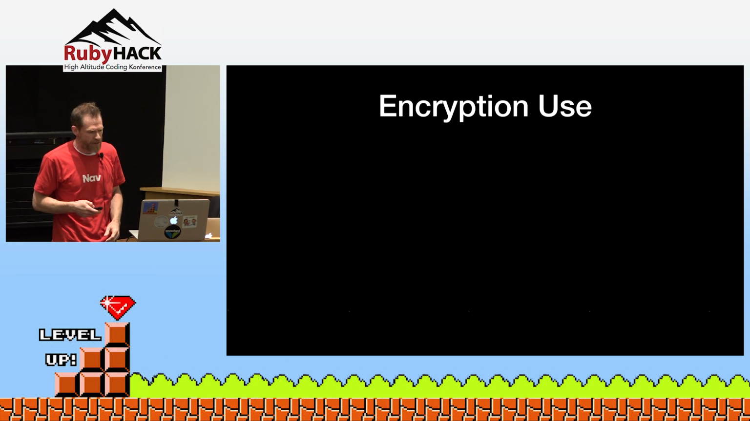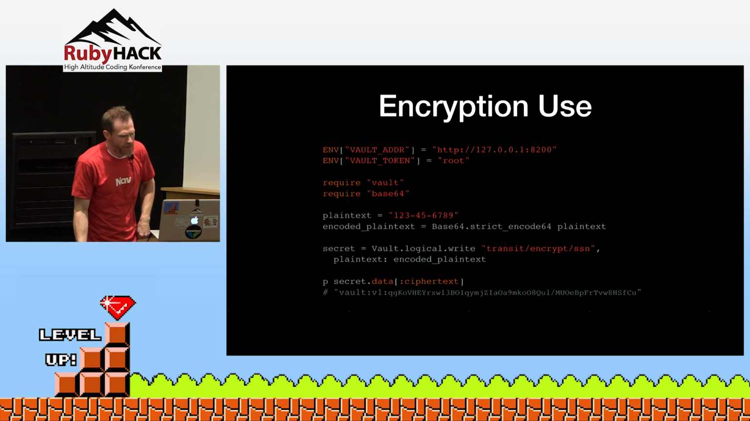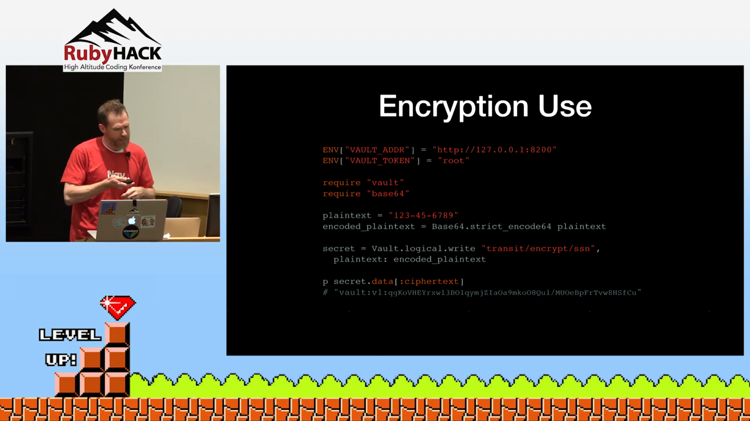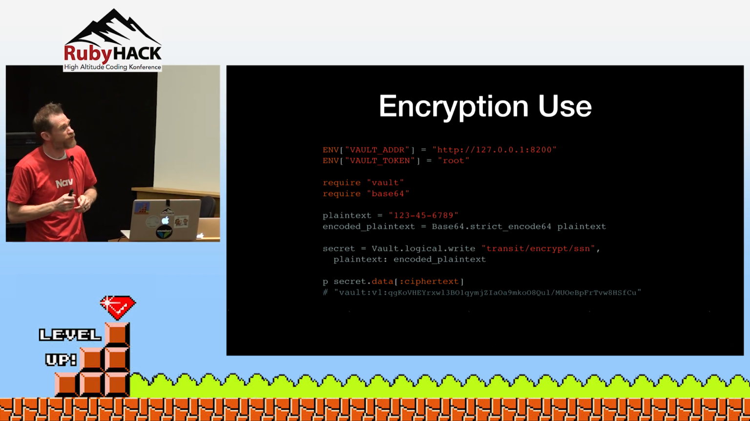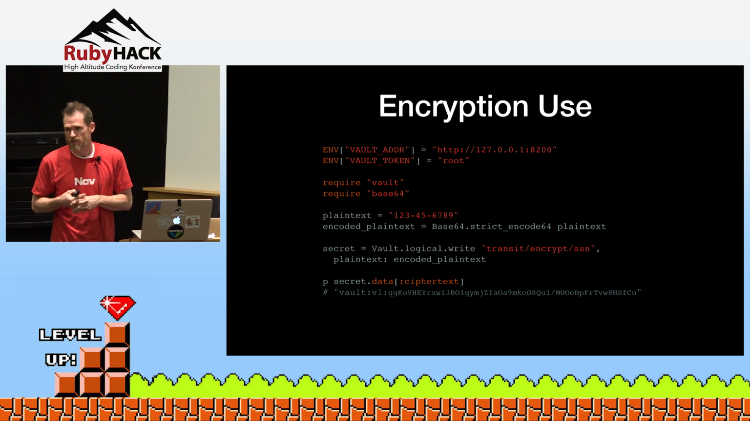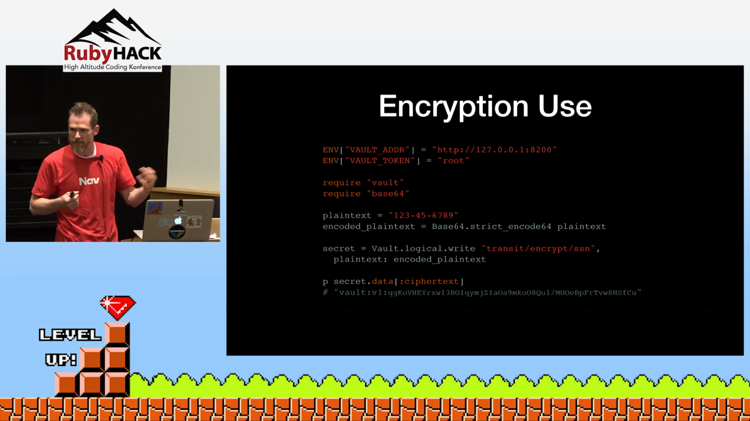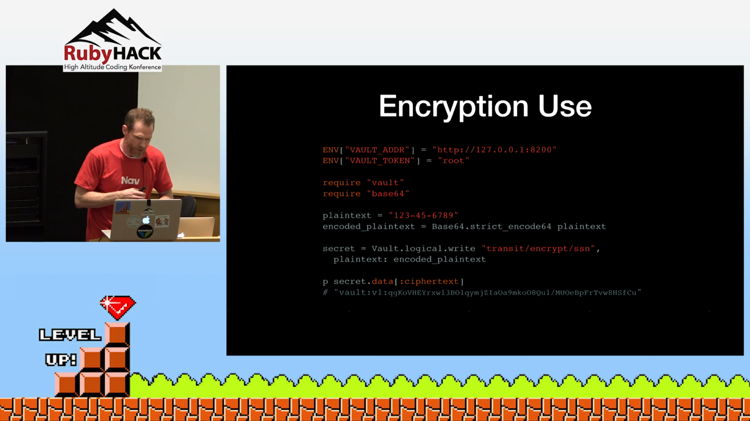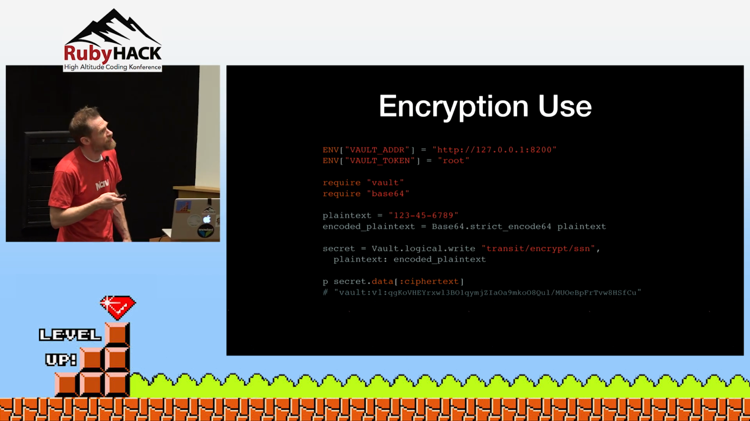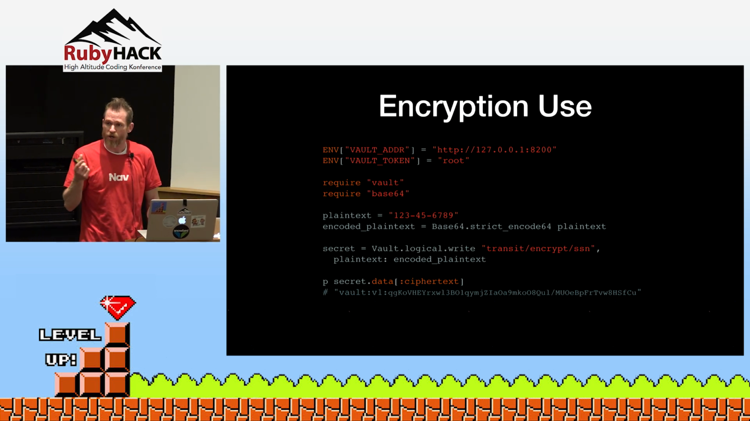Once that's been created, we can come back to Ruby and see how we would use Vault to encrypt data. We're using the Vault gem again and base64. When you are passing data to Vault to encrypt, it expects all of that to come through base64 encoded, which allows Vault to operate on binary files just as easily as text. If we had our plain text, like a social that we've gathered, we would base64 encode it, and then write to the transit encrypt SSN path and give it our plain text.